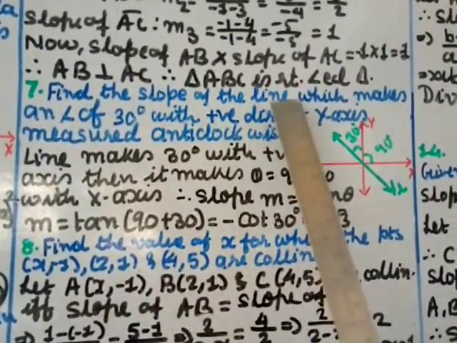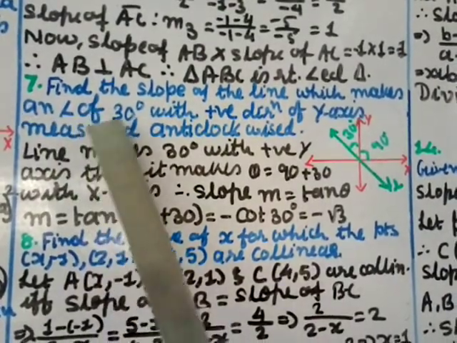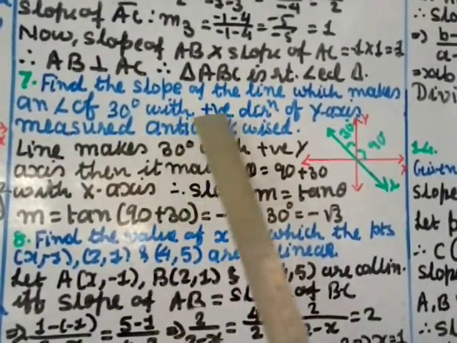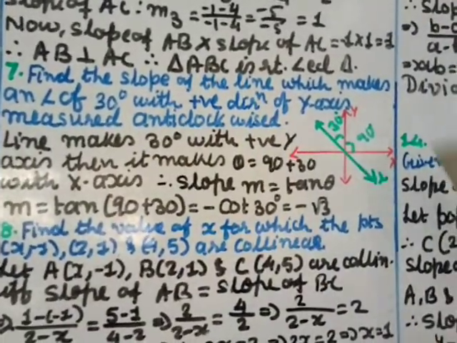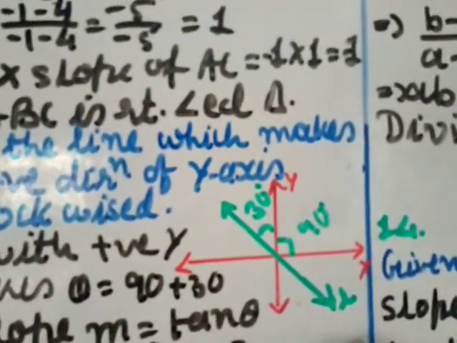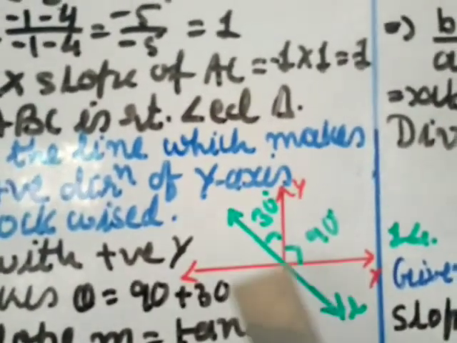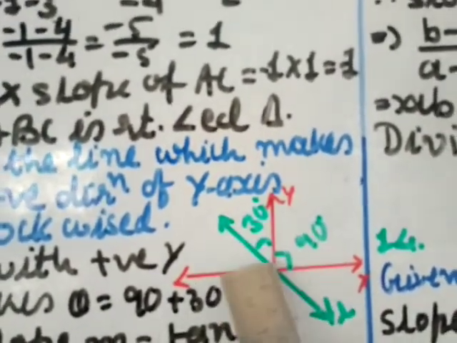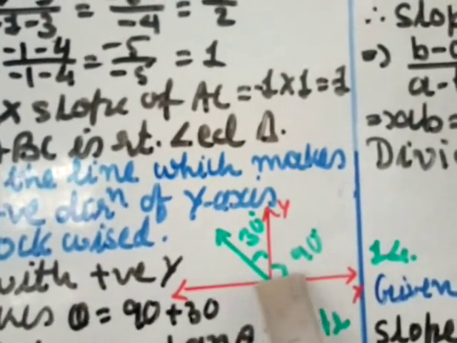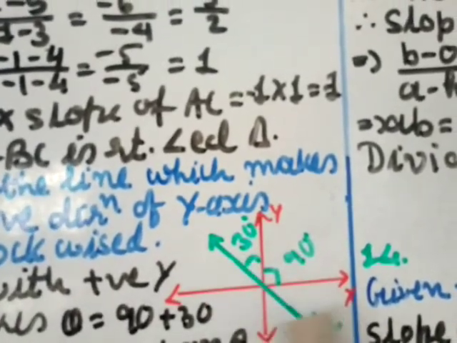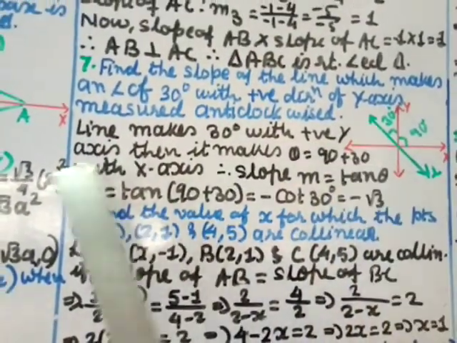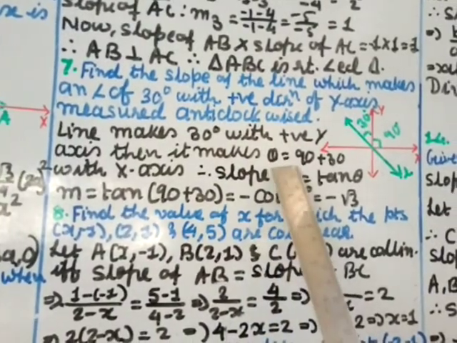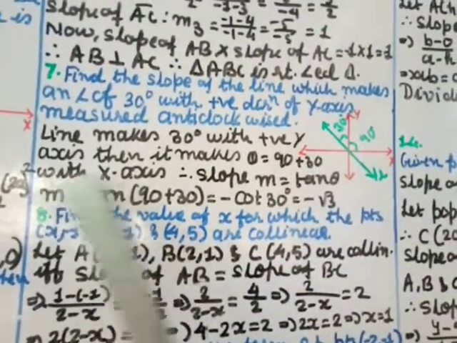Question number 7. Find the slope of the line which makes an angle theta, an angle of 30 degrees with the positive direction of the y-axis, measured anti-clockwise. Now this is the figure here I have drawn. This is the line L which is making an angle of 30 degrees with the positive y-axis, so towards this. This angle is 90 and this is 30. So with the x-axis the total angle will be 90 plus 30. The line makes 30 degrees with the positive y-axis, then it makes theta equal to 90 plus 30 with the x-axis.